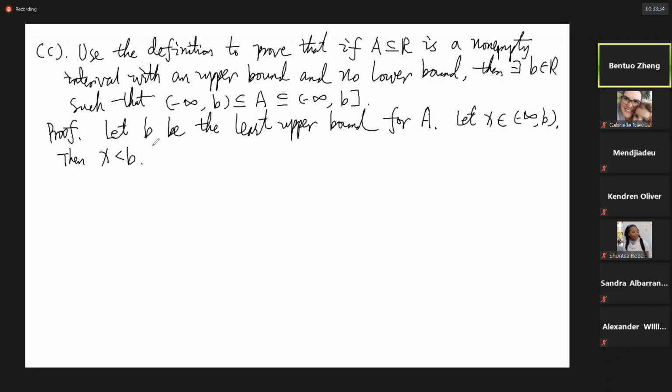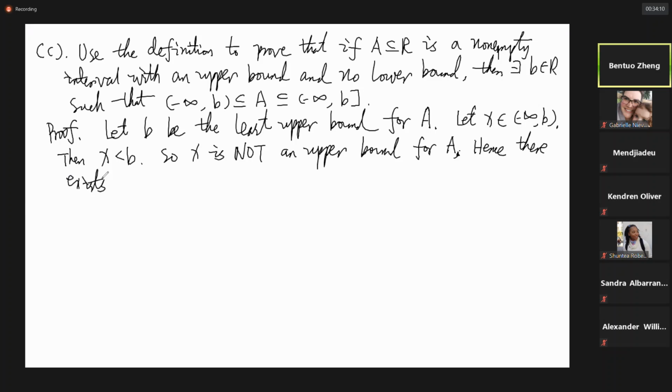All right, now since B is the least upper bound, X is not an upper bound for A. So X is not an upper bound for A implies that there exists an element a in A which is greater than X. There exists a in A such that X is less than a.